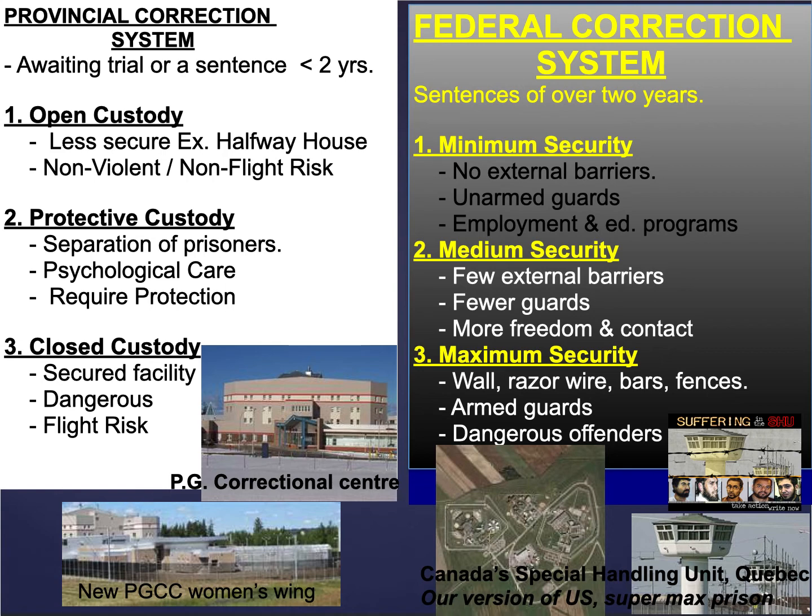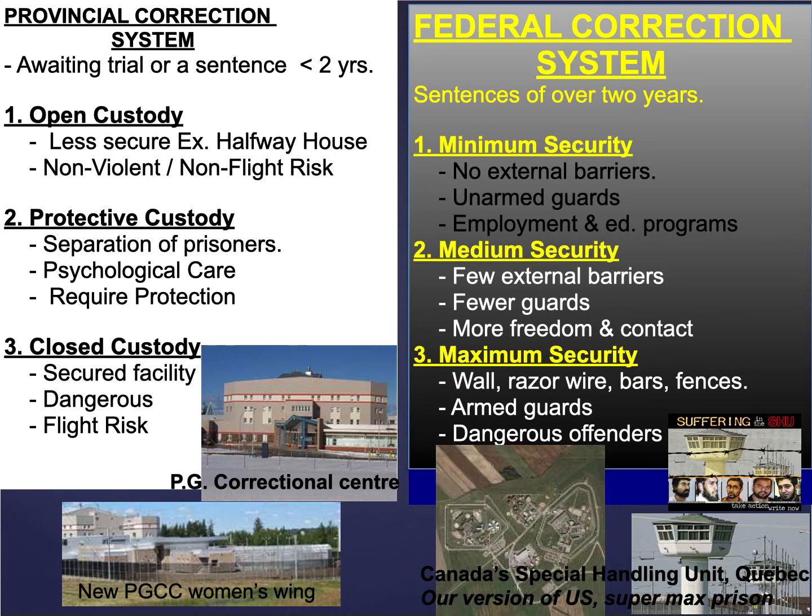But the first one is for what we see for provincial systems, because there are different types. First one is open custody, which tends to be less secure, often available to those who are viewed as non-violent offenders or someone that is not a flight risk. Open custody tends to be less secure because they will be placed into a halfway house in the community, which is going to be under surveillance.